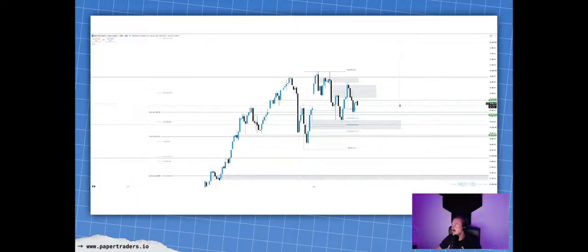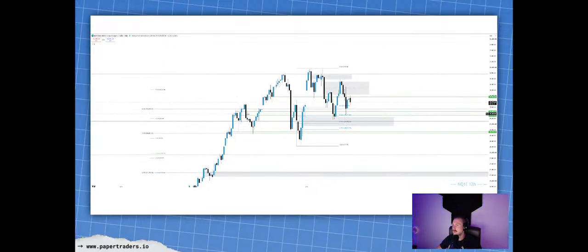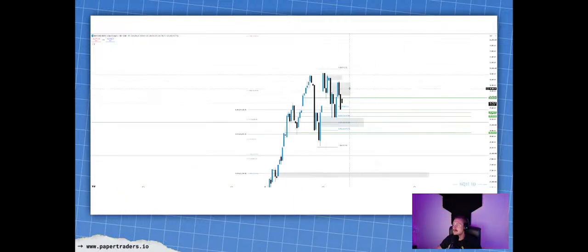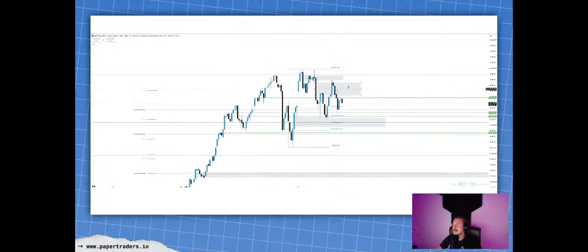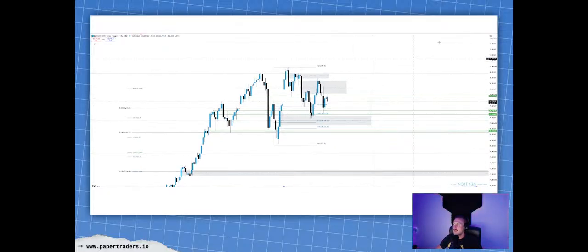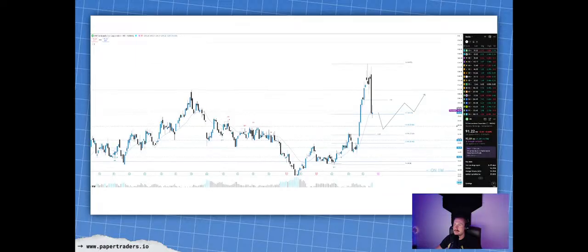And there is this, 29,926. And 29,310. Yeah, it's a decent area there. In terms of daily, we are rejecting this daily fair value gap. We're also continuing to reject this 12-hour fair value gap right here, that bigger one. So we'll see how they want to play this out for the rest of the week.